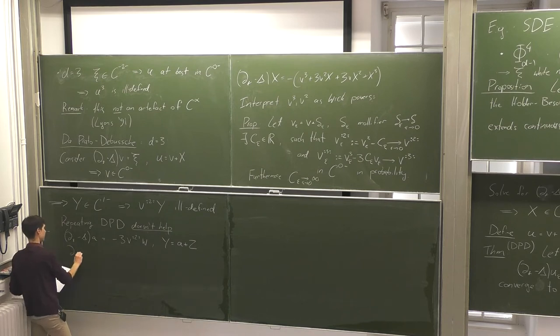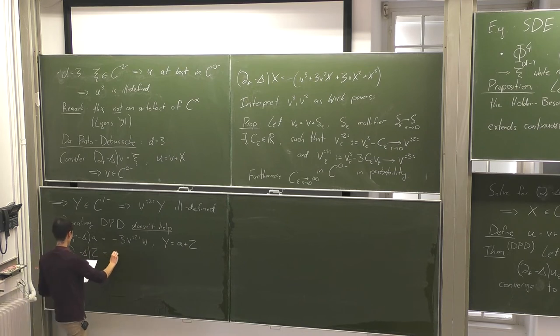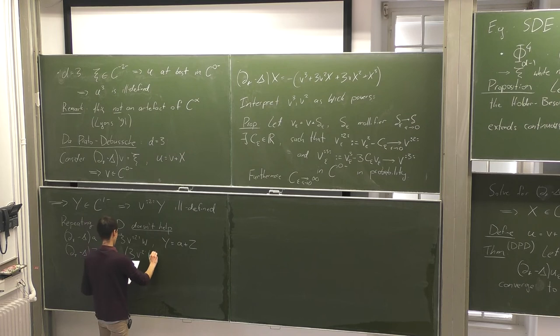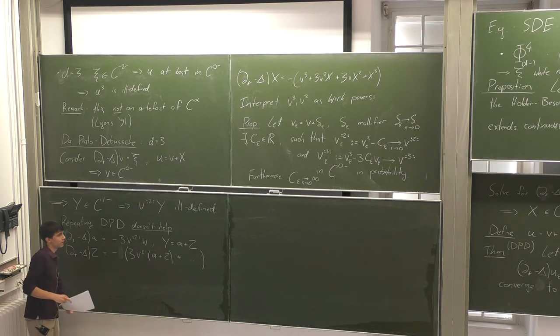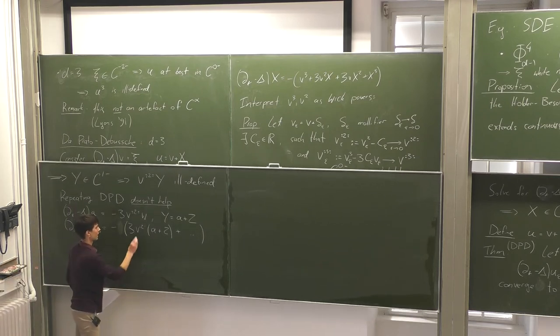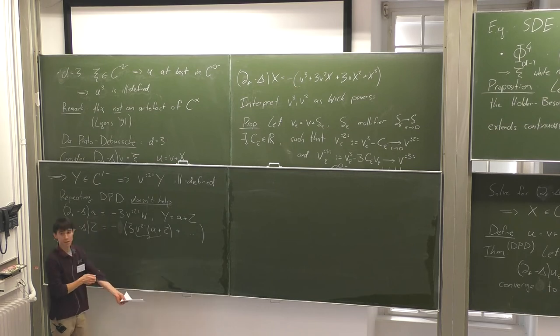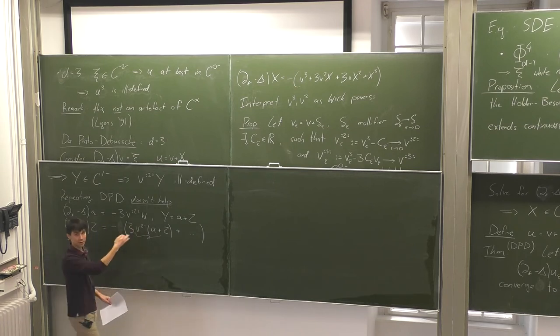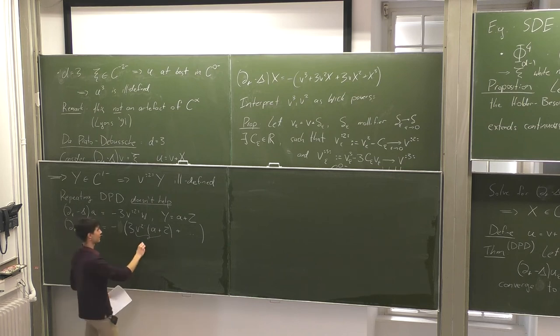then we see that the equation for z takes on a very similar form. So it's going to be minus 3 v squared times a plus z plus other terms. We see again that this term in here, even if we can make sense of it, the v squared times the a, it's going to again inherit the worst regularity of the two of them, which is v squared. So this is in C minus 1 minus.